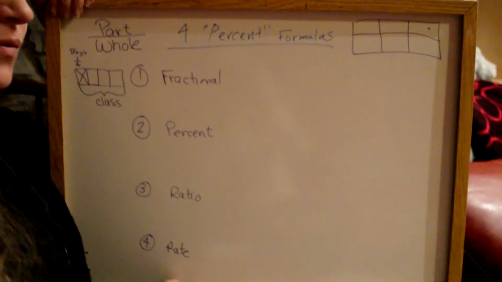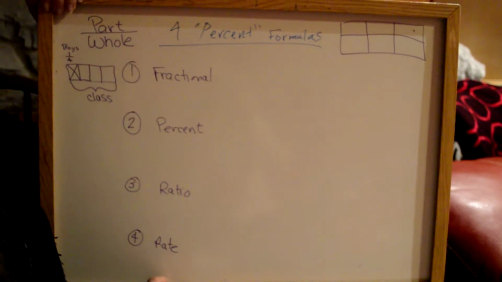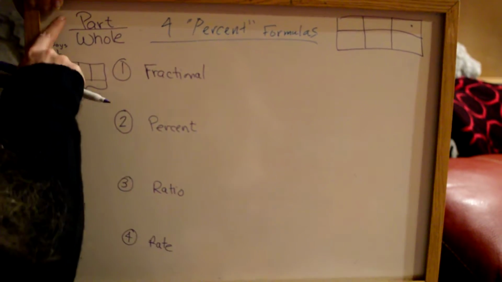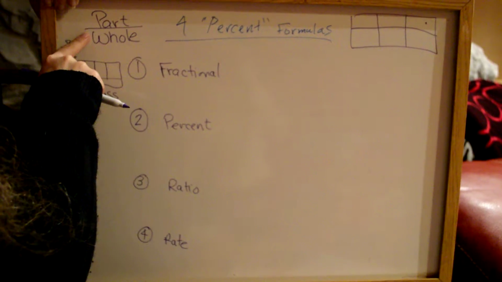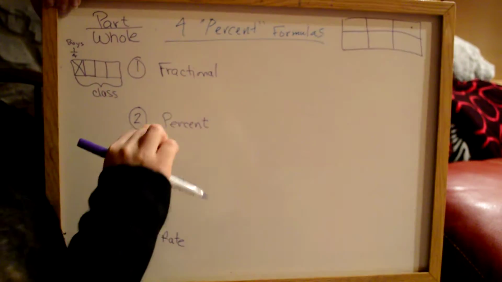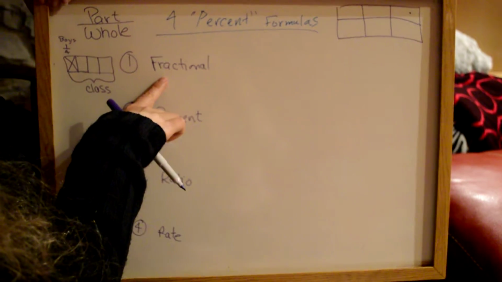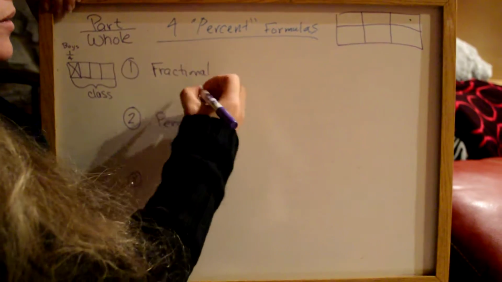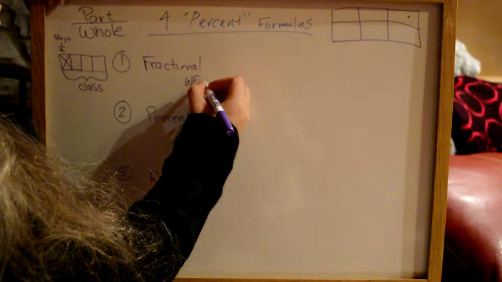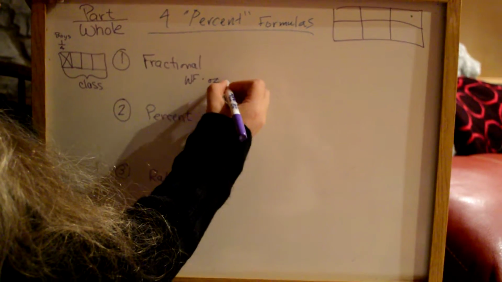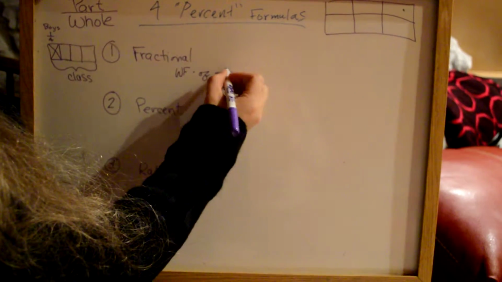Okay, we're going to go over the part-to-whole formulas. Another way of looking at the percent formulas is the part to whole formulas. How are we going to look at parts of a whole, and how can we write formulas that refer to them? The first way is if we have fractions that we're dealing with, then we would have WF being what fraction times an of equals is.